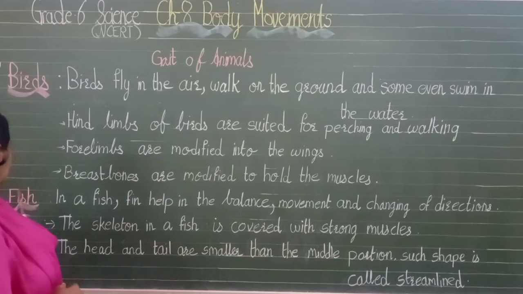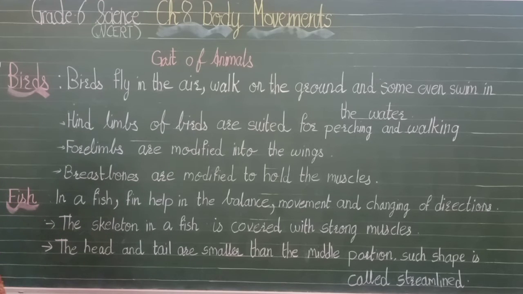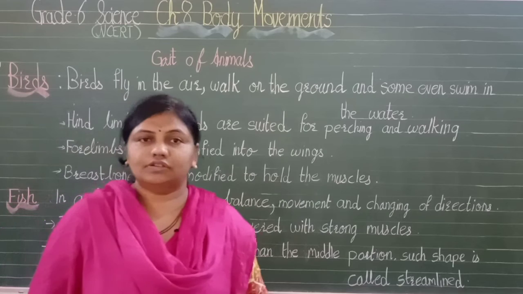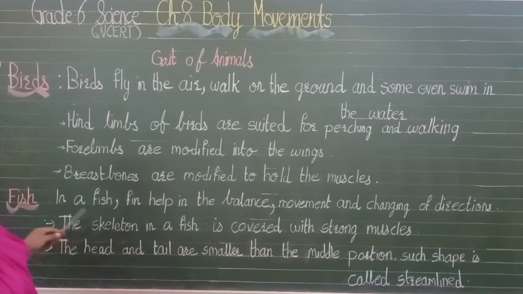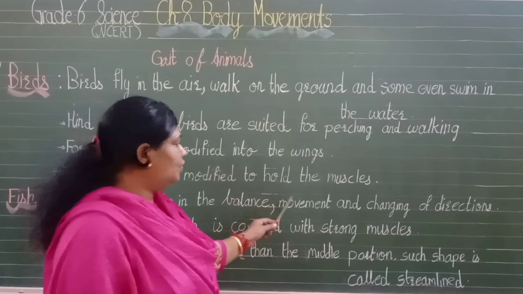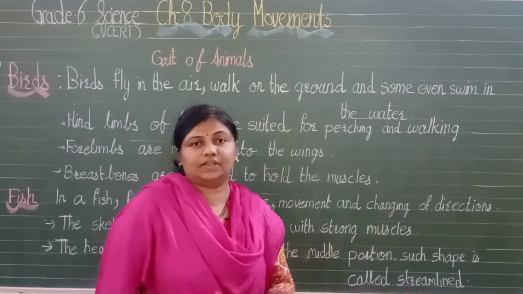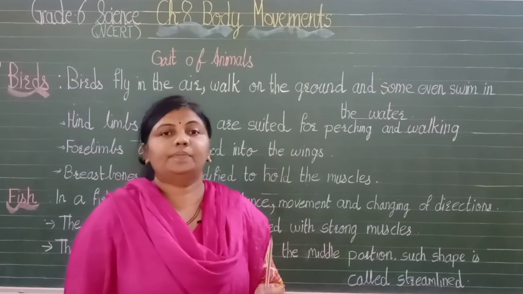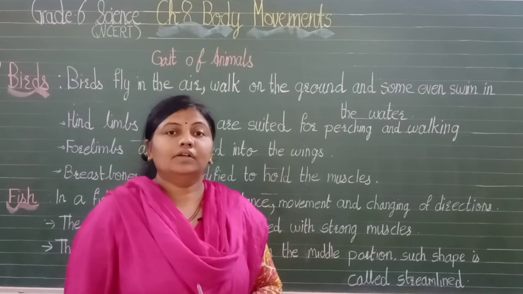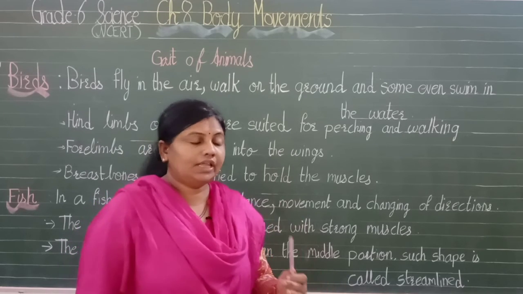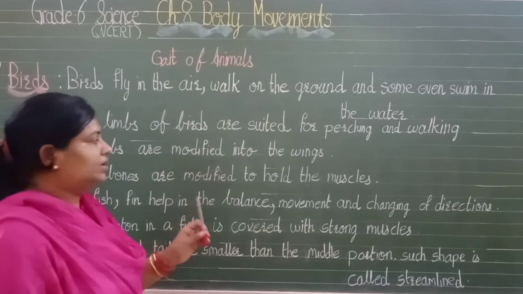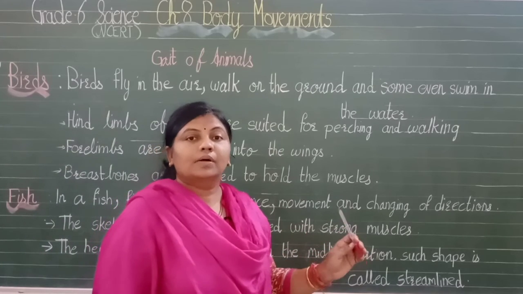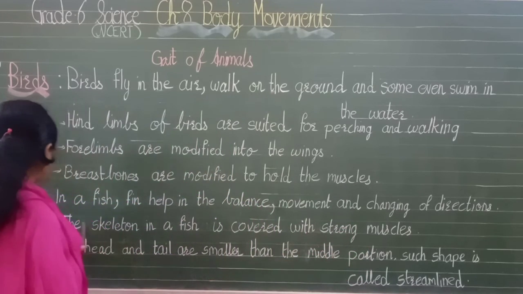Now, let us see the structure of a fish. Yes, you know very well that fish cannot walk, neither can it fly. Let us see what is that. In a fish, fins help in the balance, movement and changing of direction. Yes, the special feature present in the fish is the fins. Due to fins only it can easily swim in the water. It can also change the direction and movement is possible in the fish.